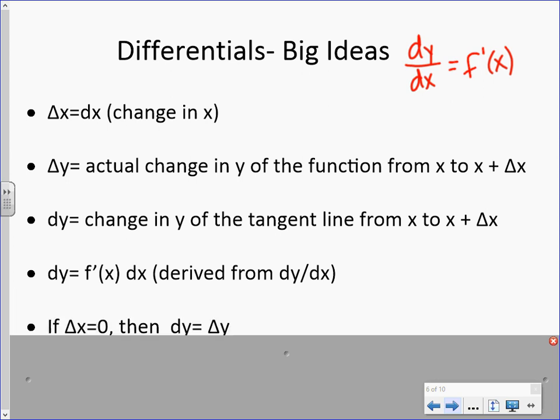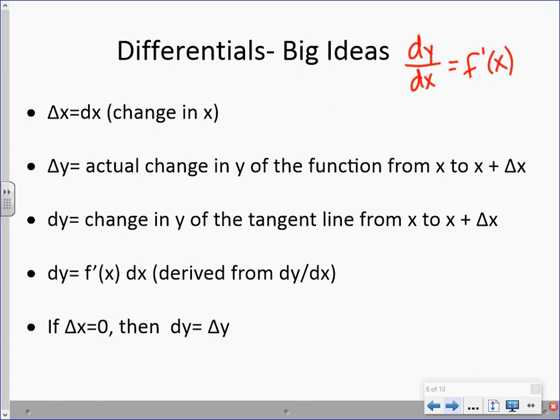Okay, and this seems obvious, but I still want to talk about it. If there is not a change in x, then dy and delta y will be the same because we're not moving along the curve or tangent line. We're stuck at that same spot. At x, if we don't move, x is both on the curve and the tangent line.